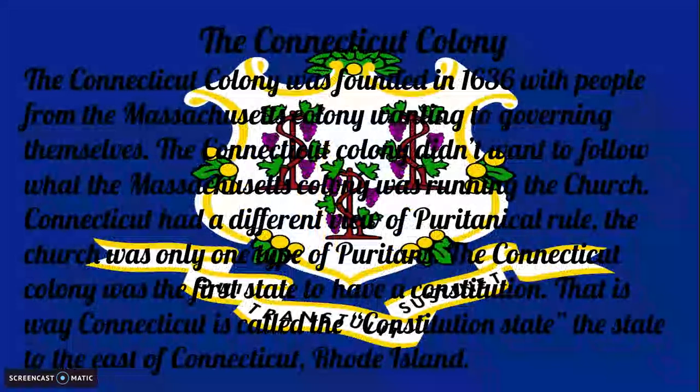The Connecticut colony didn't want to follow the Massachusetts colony and the church. Connecticut had different puritanical rule. The Church of England was the one of England, of Puritans. It was the first state to have a constitution after the American Revolution. But that's why Connecticut is called the Constitution State. They had the Connecticut colony and the New Haven colony, which is a city in Connecticut, also a metro area. It's a county also, but it became its own separate colony, and then it joined the Connecticut colony later on.